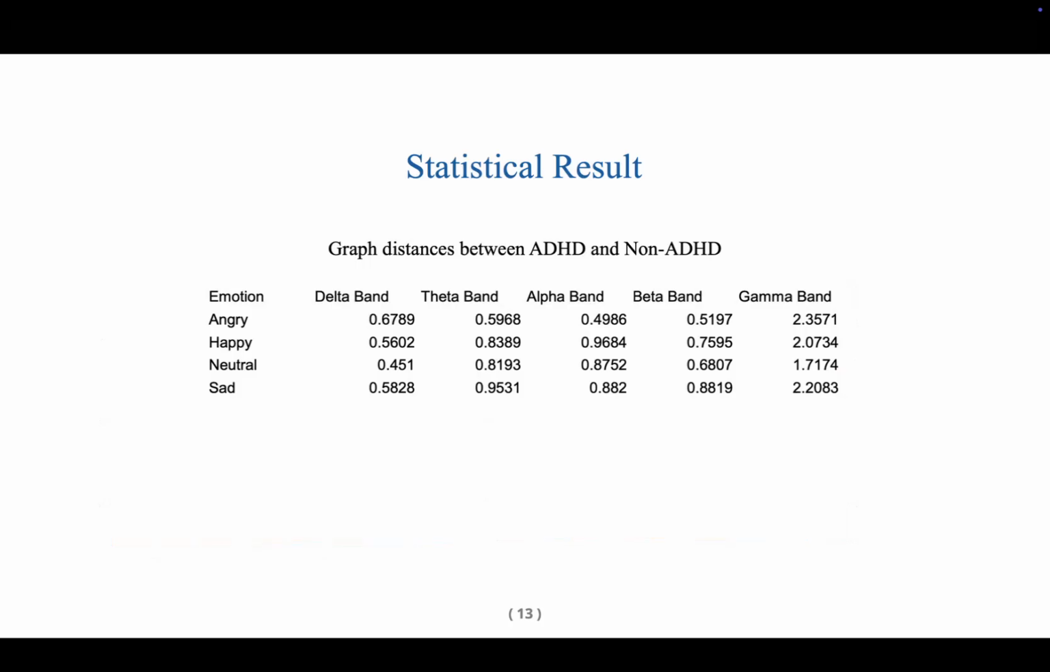Here we present the statistical results summarizing the graph distances across frequency bands and emotional states. The table quantifies the differences between ADHD and non-ADHD groups for delta, theta, alpha, beta, and gamma bands. Notably, the gamma band shows the largest differences across all emotions, particularly in angry and sad. This supports our earlier findings that gamma band connectivity is significantly altered in ADHD. Similarly, theta band connectivity differences further reinforce the role of this oscillatory pattern in distinguishing ADHD-specific neural characteristics, especially in emotional and cognitive processing.